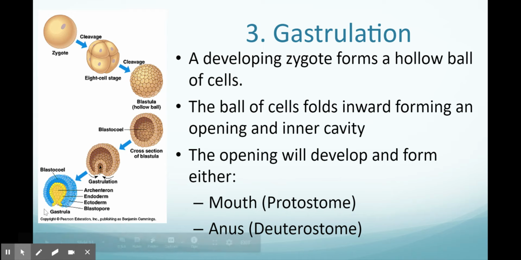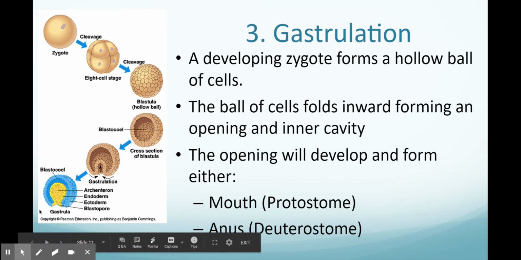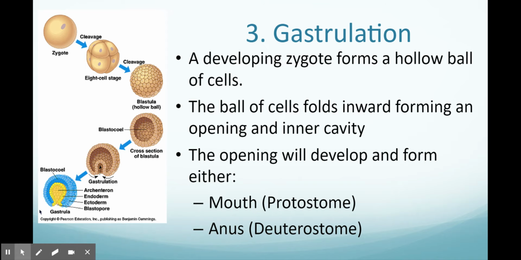Depending on what that opening eventually becomes, we can categorize this organism as either a protostome or a deuterostome. Stome means mouth. Proto means first. So a protostome would be an organism that forms mouth first. Some of those organisms never actually end up forming an anus, and their mouth is both the opening to the digestive cavity and the exit. Deuterostome would be mouth second, and so the anus forms first from that blastopore.